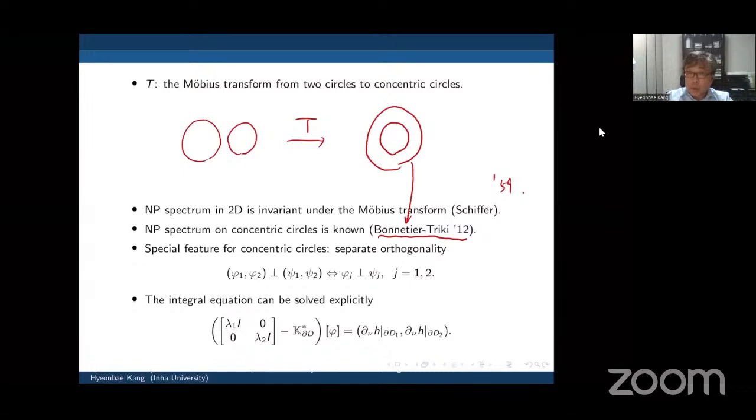And further, this two-circle case has a very special feature. It is a separate orthogonality. It means that if two functions are orthogonal with respect to a certain inner product defined by the single layer potential, then they are orthogonal separately. So using this property, we can construct the solution of this integral equation explicitly using the spectrum of the non-Poincaré operator.